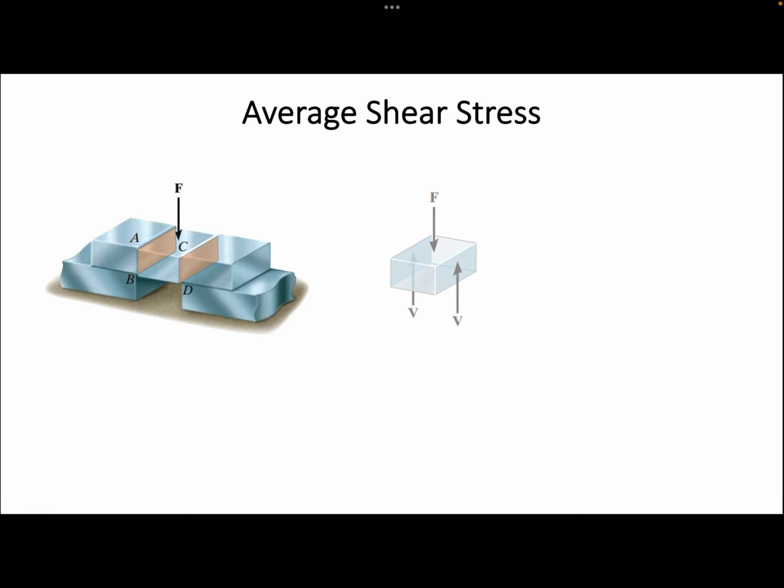Based on the equilibrium of the segment, we can determine the resultant internal shear force on each of these surfaces, V, to be equal to F over 2. Then, if we assume a uniform distribution of shear stress, we can calculate its average value using the following equation.